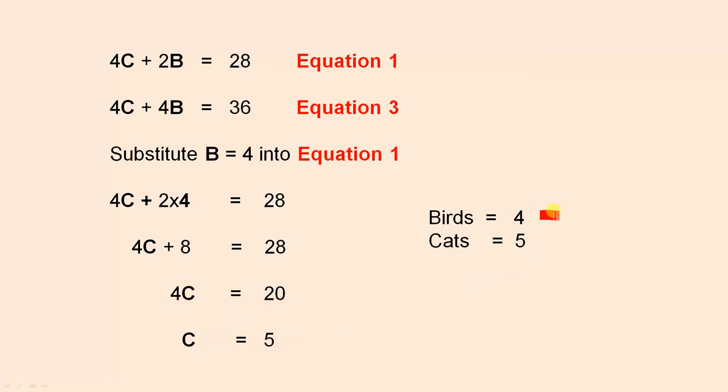So the number of birds equals 4. The number of cats equals 5. This is an excellent example, again, of how we use algebra in the area of problem solving. I wonder how you went with that one.